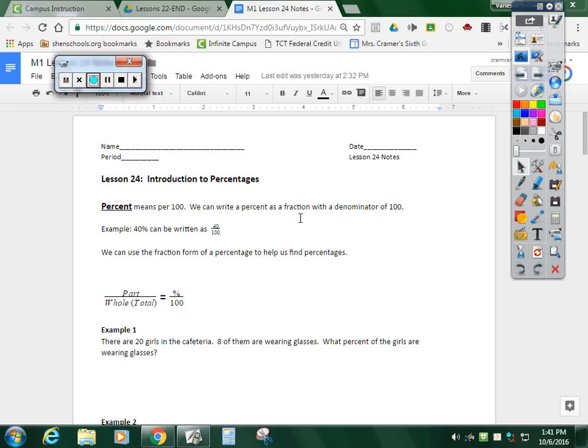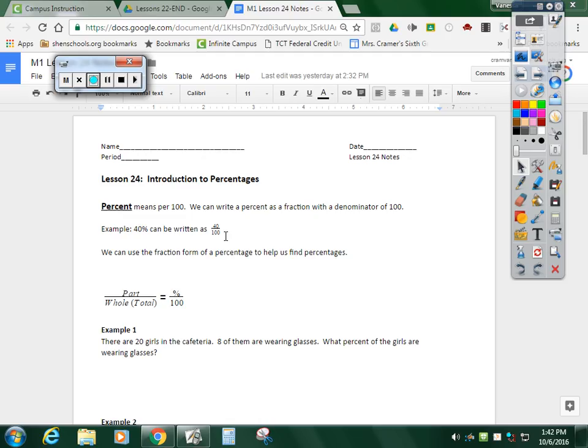In class today, students did lesson 24, which is an introduction to percentages. I'll read the intro for you and go through a couple examples. Percent means per 100. We can write a percent as a fraction with a denominator of 100. Example, 40% can be written as 40 over 100.